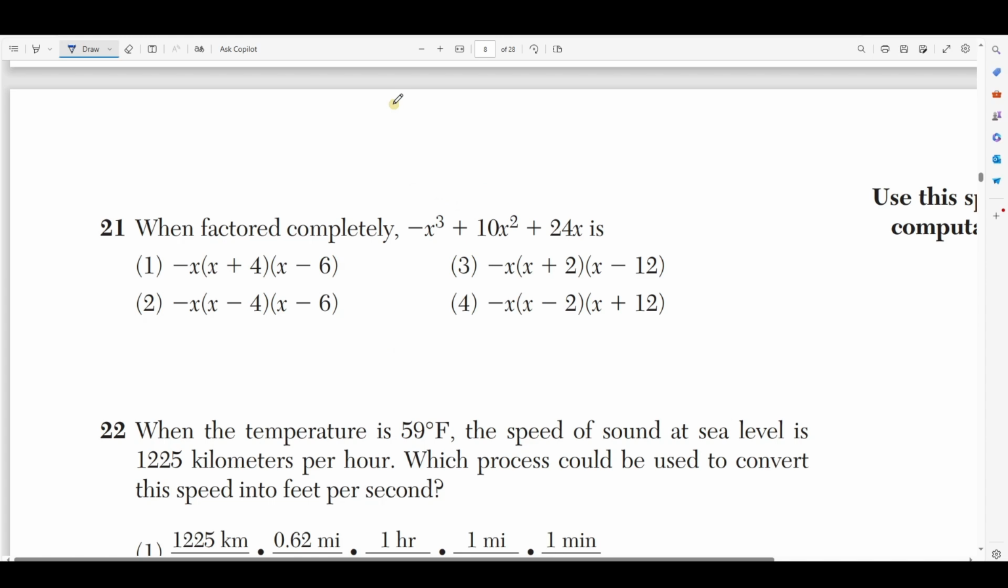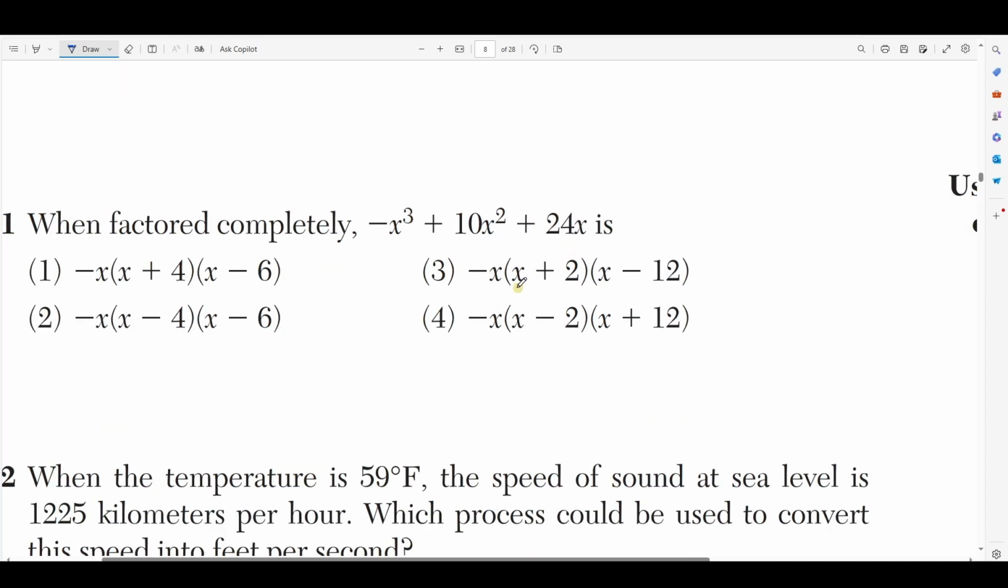Well, the first thing I need to do here is factor it out, right? What do all of these terms have in common? Negative x cubed, 10x squared, 24x. All of these have an x in them, right? So we can factor that out. We can divide everything by x. So if we divide everything by x, we get negative x squared plus 10x plus 24, right? And now, because this is x squared, I can use FOIL, and I could FOIL it out.